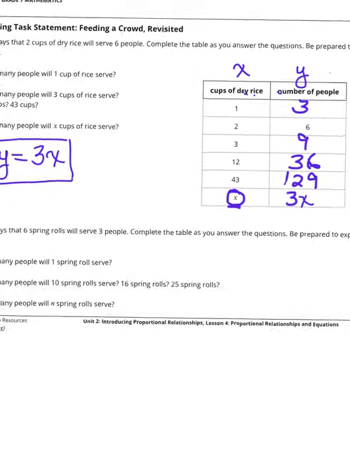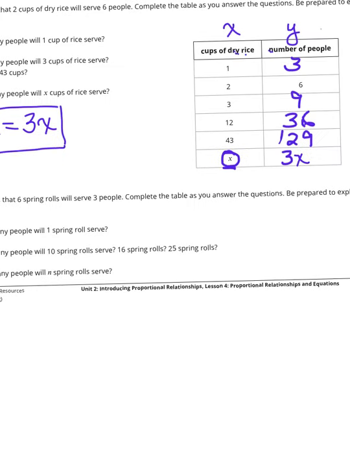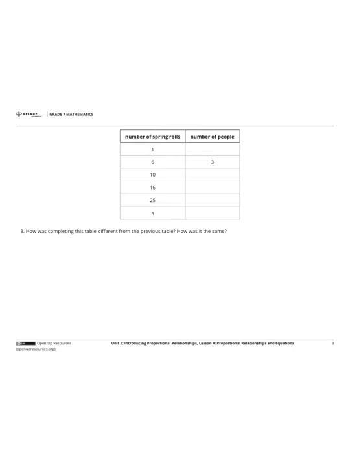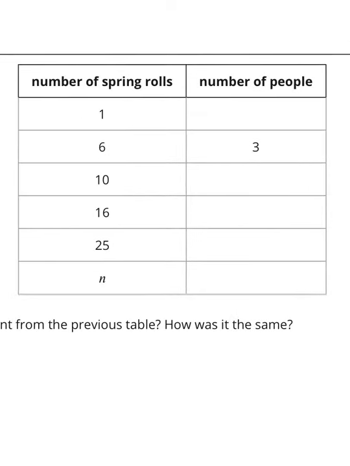All right, next question is talking about spring rolls. We talked about this one last week too. Our recipe says 6 spring rolls will serve 3 people. Complete the table as you answer the questions. And in this case, they're saying n spring rolls. So here's our table. And again, we did this one last week in class. We filled out this table.